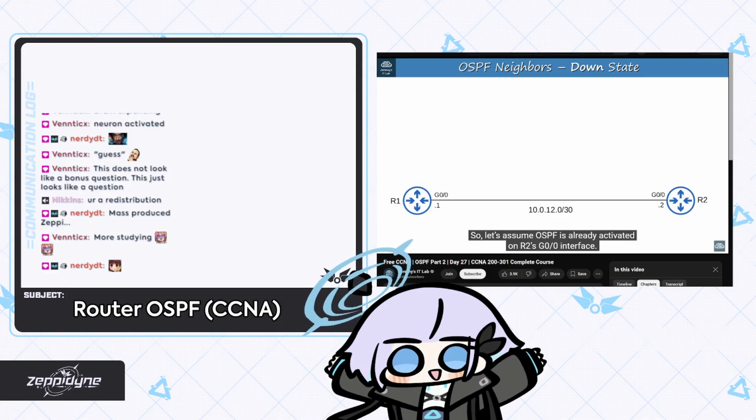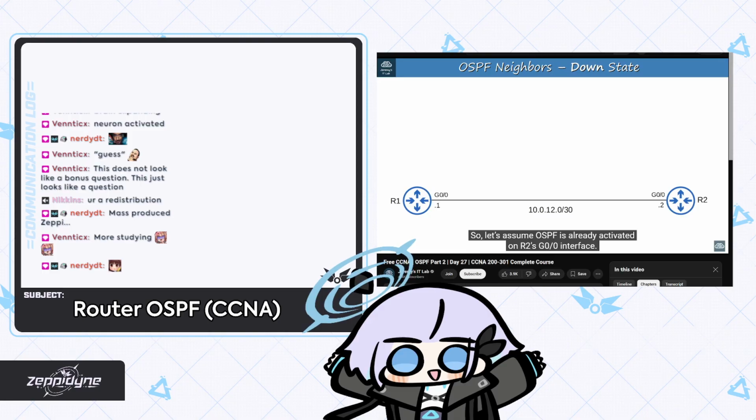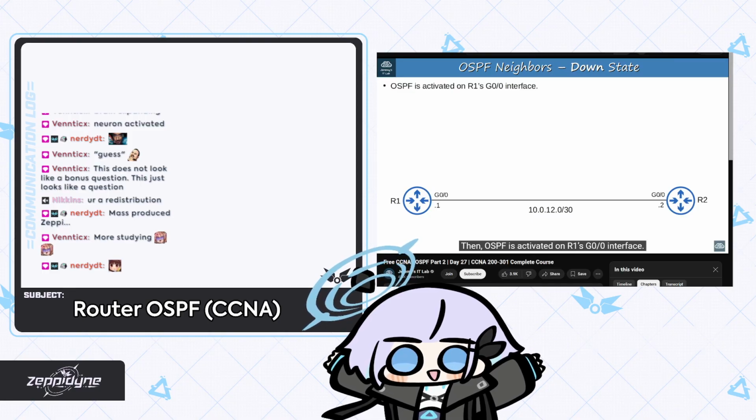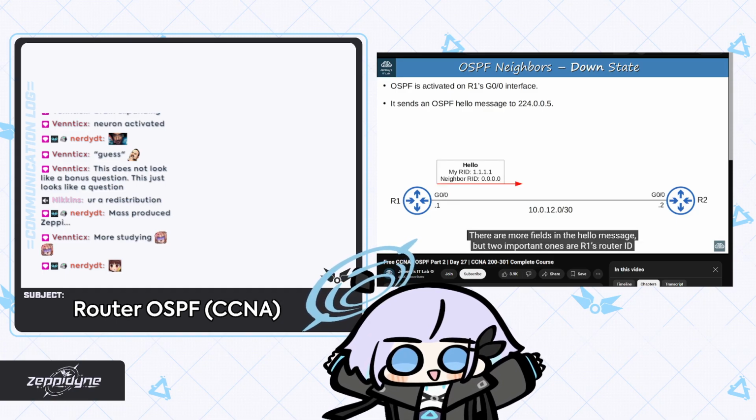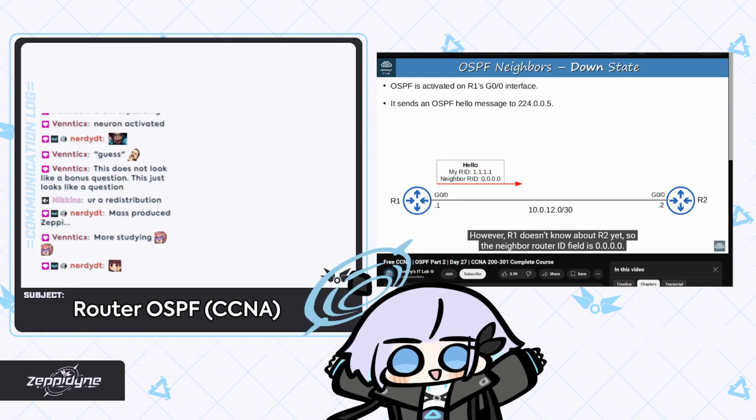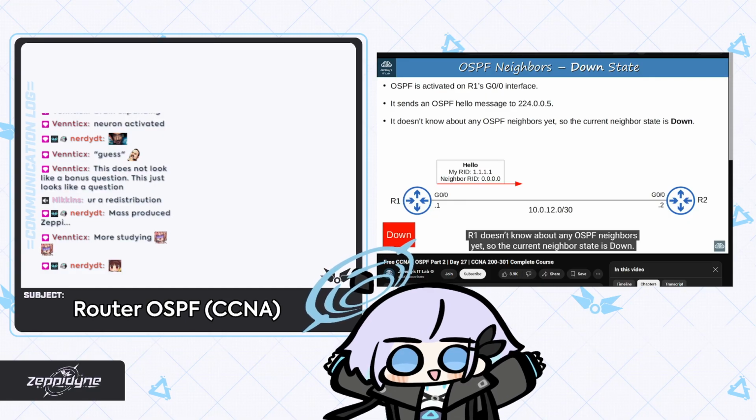So let's assume OSPF is already activated on R2's G0/0 interface. Then, OSPF is activated on R1's G0/0 interface. It sends an OSPF hello message to 224.0.0.5. There are more fields in the hello message, but two important ones are R1's router ID and the neighbor's router ID. However, R1 doesn't know about R2 yet, so the neighbor router ID field is 0.0.0.0. R1 doesn't know about any OSPF neighbors yet, so the current neighbor state is down. This is the first OSPF neighbor state, down.